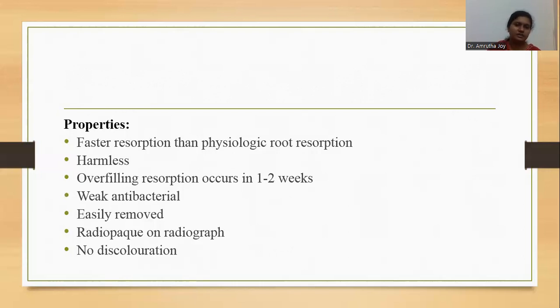Hollow tube effect means once we have filled the root canals with this Vitapex or Metapex material, because of its faster resorption rate than the physiological root resorption, it may resorb from the root canals. And if you take a radiograph after some time, the root canal appears as unfilled. It is known as hollow tube effect.